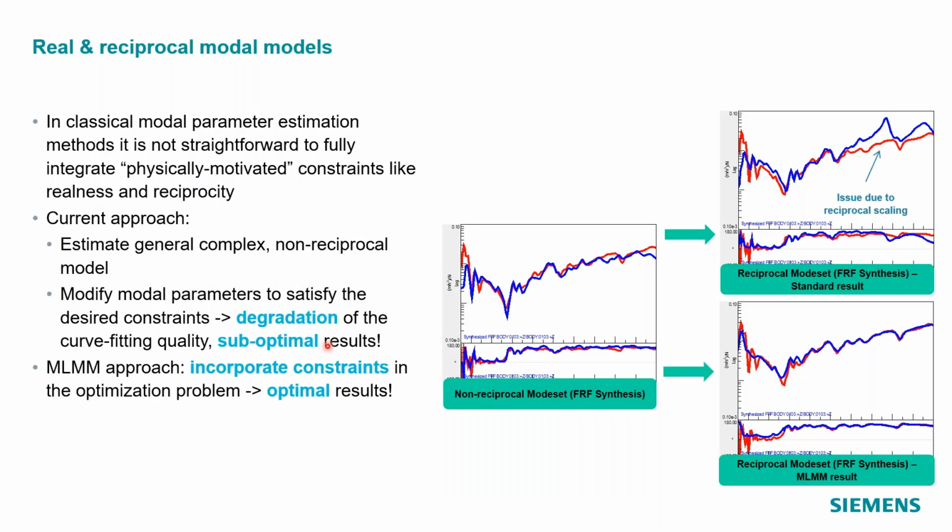Maybe still a bit more on these reciprocal modes that you see illustrated here. On the left-hand side of this graph, you have a modal model of a trim body that is relatively well explaining the data. But when, as a second step, you make the mode set reciprocal, you suddenly lose quite some quality in the curve fit. You would see here, like this blue peak suddenly appears. The blue curve does not represent the data very well. With MLMM, we can build in reciprocity as a constraint from the beginning, and you end up with a very nice curve fit, even though you impose some additional constraints to your model.